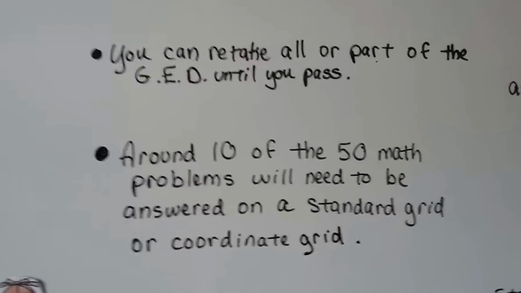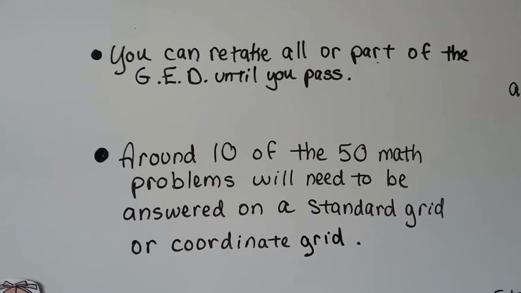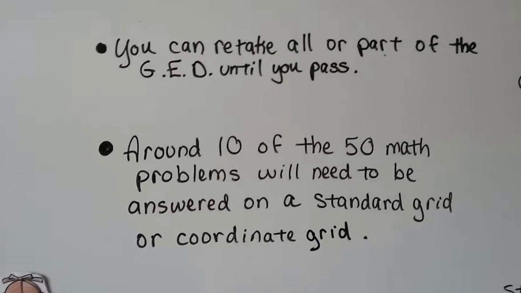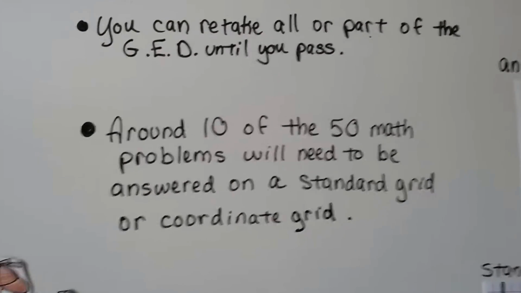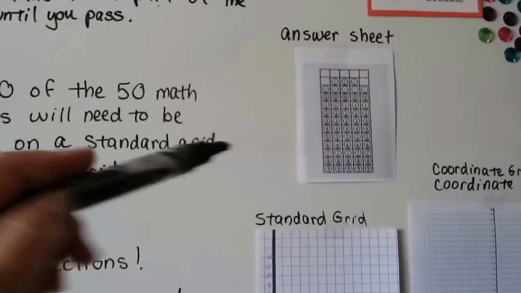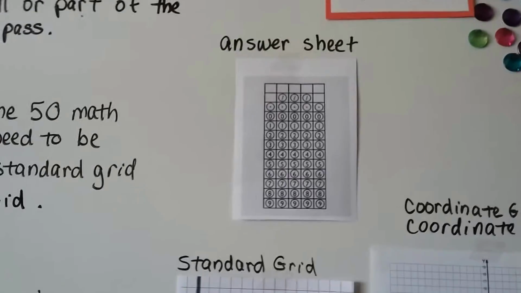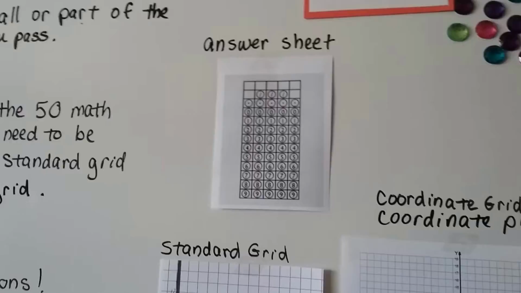You could take the whole thing over again if you want, but you just need to retake the parts you didn't pass. Around 10 of the math problems will need to be answered on a standard grid or a coordinate grid. And the rest will be on an answer sheet. And it'll be like a little bubble answer sheet that you have to fill in. You've done that in school.